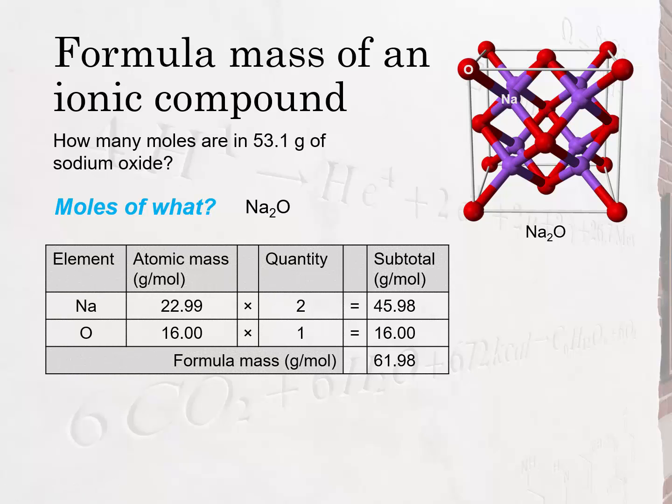To determine the formula mass of Na2O, I'll use the same method as before. 2 sodium atoms plus 1 oxygen atom give a formula mass of 61.98 grams per mole. 53.1 grams of sodium oxide turns out to be 0.857 moles of Na2O.